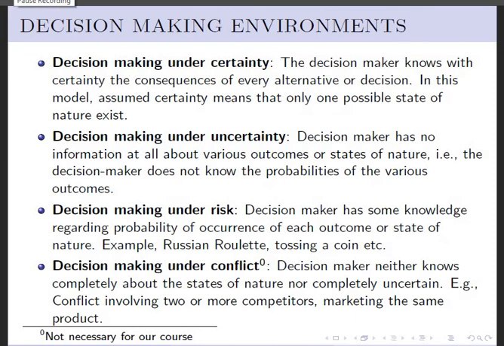Decisions are made upon the information or data available about the occurrence of an event as well as the decision environment. There are namely four types of decision environment. First, decision making under certainty. The decision maker knows with certainty the consequences of every alternative or decision.